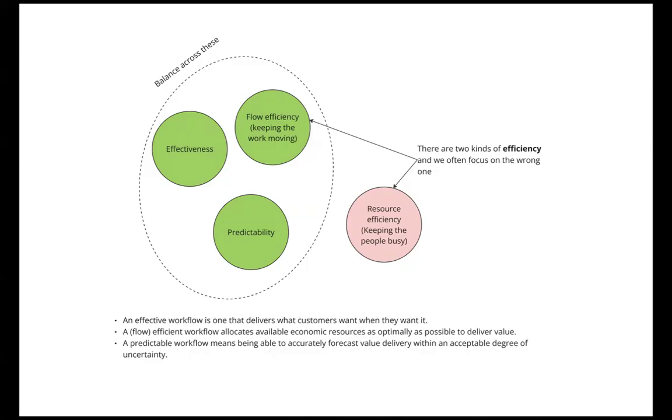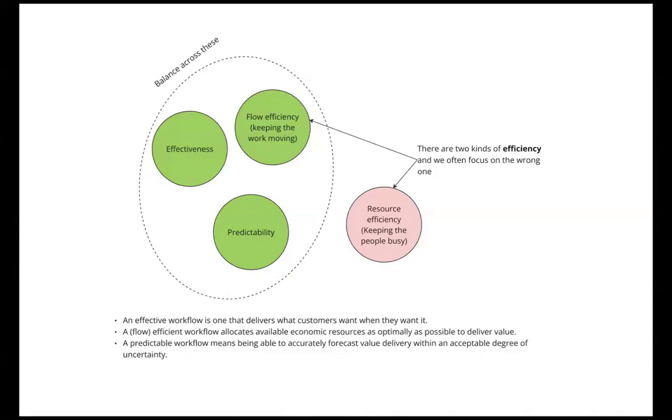Efficiency is interesting because there are, in fact, two different kinds of efficiency. And when we just say we want to be efficient, we're not always talking about the same thing. What we should be optimizing for is flow efficiency, which is keeping the work moving, getting the work to done. But what we often talk about instead is resource efficiency, which is about keeping the people busy. Are our people busy enough? Does Amy have enough work? What's Bob working on right now? That's all about resource efficiency, making sure that our people are busy, which counterintuitively makes us worse at flow efficiency, which is actually getting the work done.